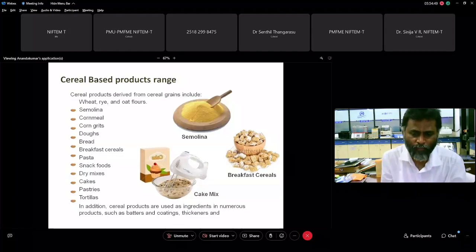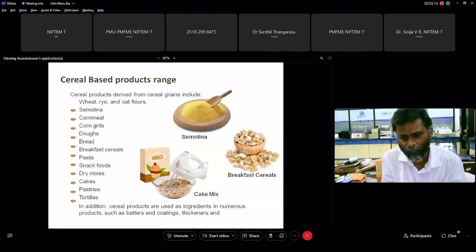Whenever we select the packaging material, first we have to see the kind of food item we want to package. And we must know the expected shelf life of the product. Either you want to sell the product within 15 days, or after 3 months, or 6 months, or 1 year. Based on that, the selection of packaging material will vary and the methods of packaging will also vary.